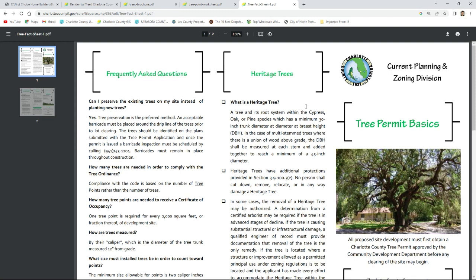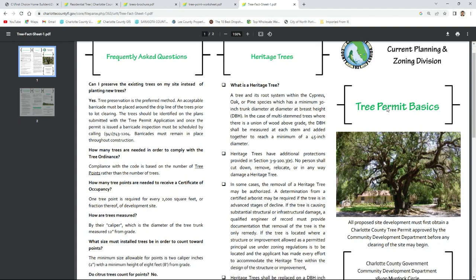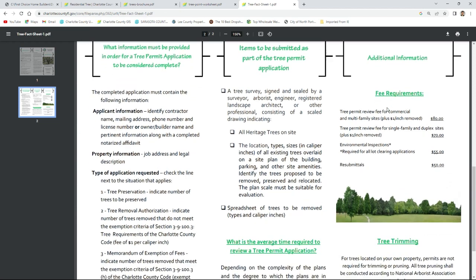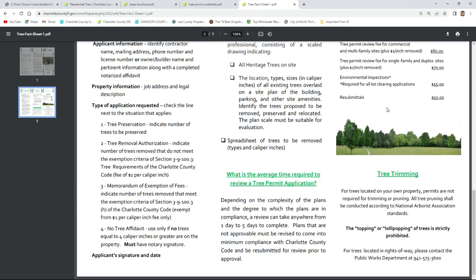These trees are protected, and if the tree can be saved by positioning the house on the lot in a certain position so that the tree can remain, then the homeowner has no alternative but to accept the location of the house. If the heritage tree needs to be removed, the cost of the permit is as follows. It's $150 per inch. So on a 30-inch diameter tree, you are looking at a permit cost of $4,500.